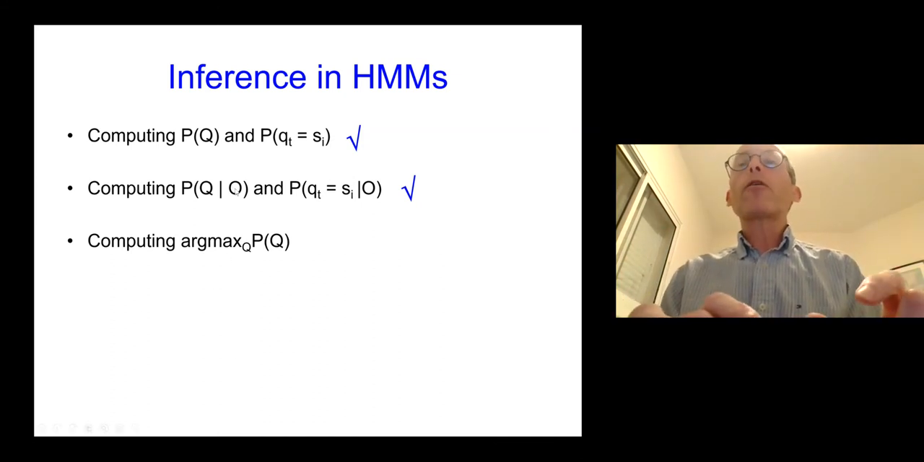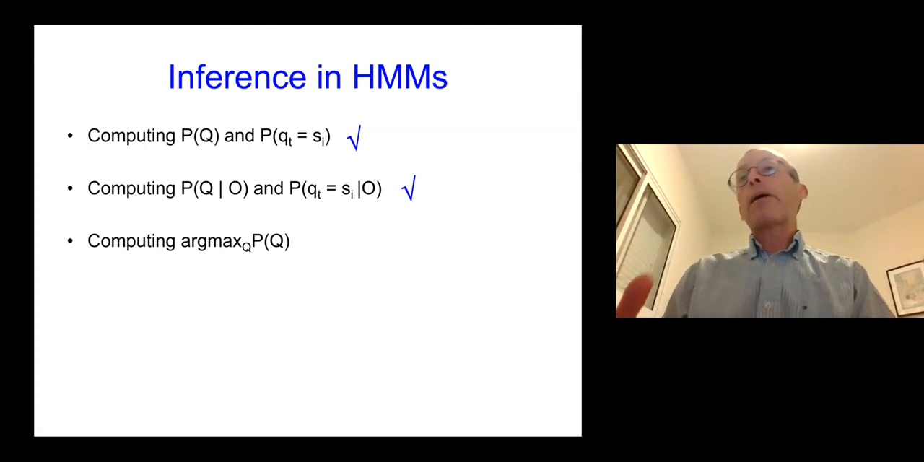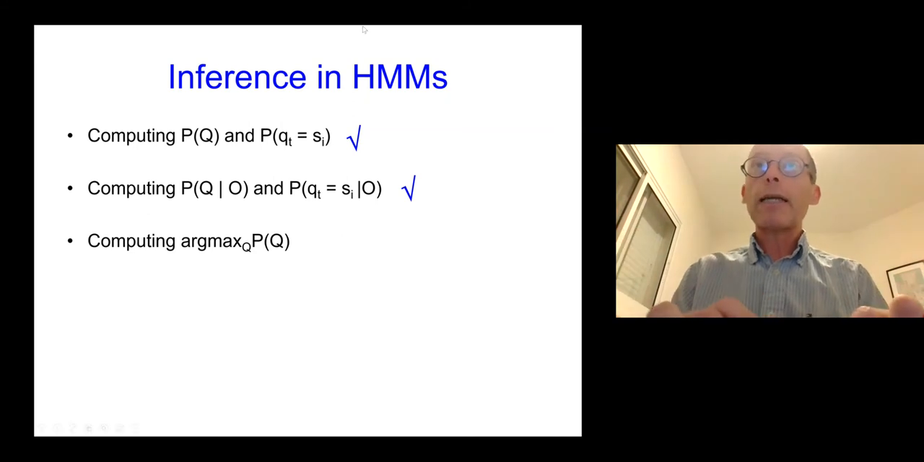So again, here we only computed the probability of a specific value or a specific set of states. But in many cases, we want to know what is the most likely set of states. For example, in speech recognition, that's the next step.